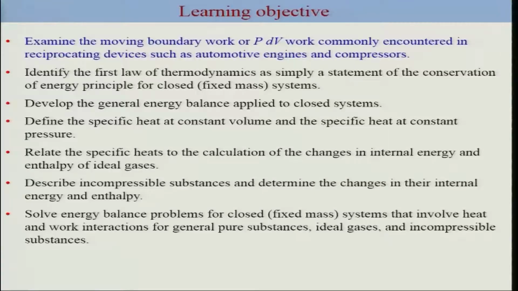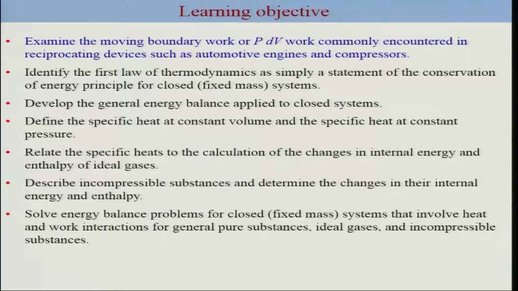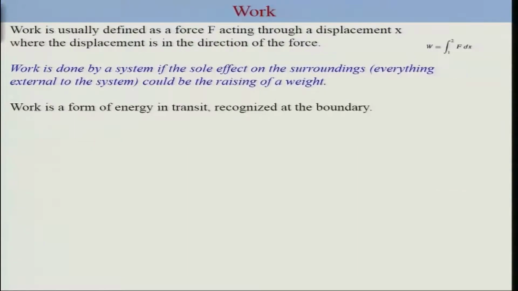Welcome back. Now we are going to start a new topic. It's energy analysis of closed system. So these are the objectives of this particular topic. First we are going to discuss the PdV or boundary work, and some aspects of the work we've already covered. So let's go and do a formal introduction to work, particularly the boundary work.